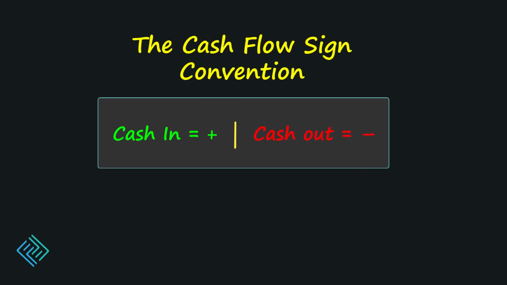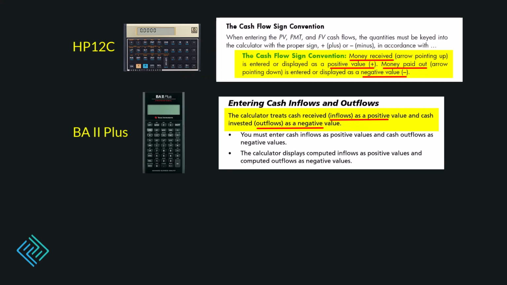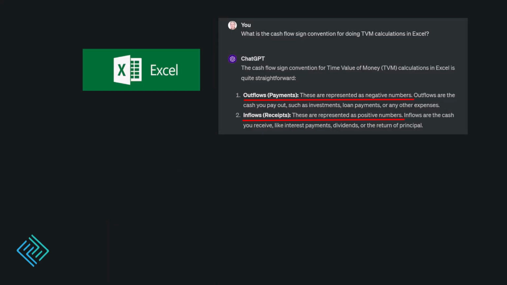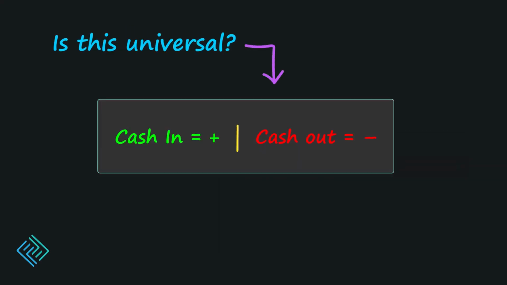The cash flow sign convention of inflow equals positive and outflow equals negative is exactly the same across the HP12C, the BA2+, and the HP10B. In addition, you will find it unchanged in Excel and also in the NumPy library in Python. So as far as the eye can see, it would seem that all cash inflows are positive and all outflows are negative. But not so fast.